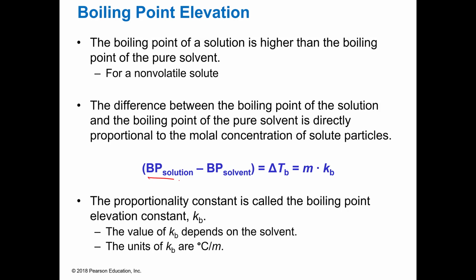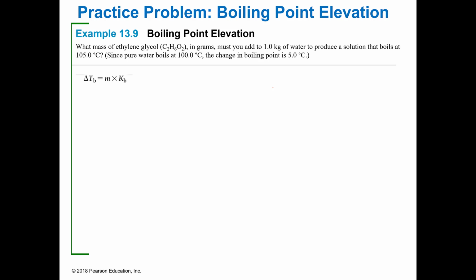The boiling point of the solution minus the boiling point of the solvent is the depression of that temperature, and the mole concentration times the boiling point elevation constant is going to give you that in degrees C per mole. So very, very similar to the freezing point depression.